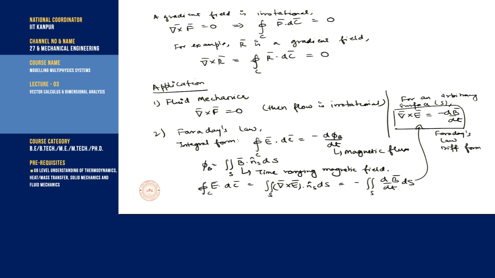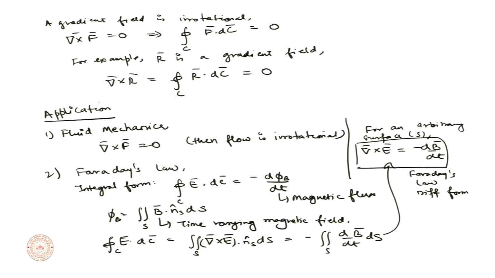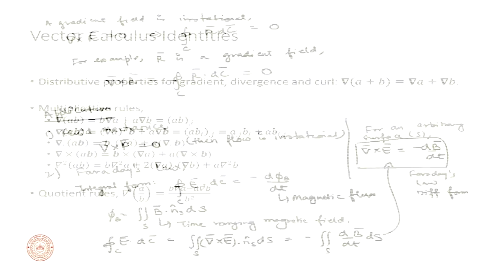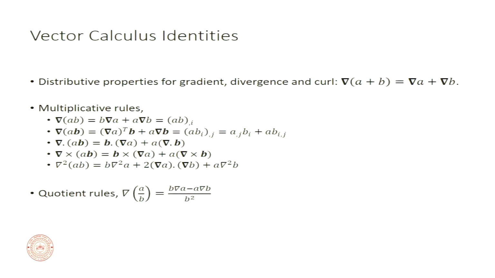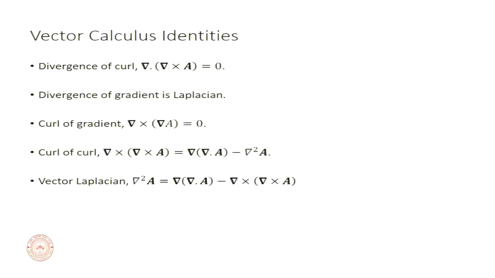So, a time varying magnetic field will generate an electric field, and that is related using the Stokes theorem and the magnetic flux. Okay. So, some vector calculus identities, I will not go over this in this lecture. We have already covered this when we were talking about gradient, divergence, curl and Laplacian. So, there are some distributive properties, some multiplicative properties and some quotient rules. We have already done these earlier.